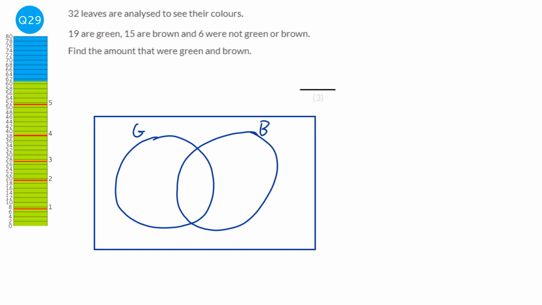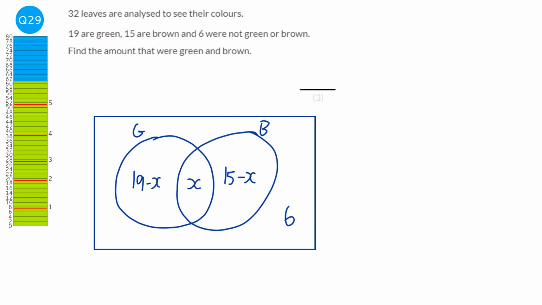And we're told that there are 19 green and 15 brown and 6 that were not green or brown. So the only number we can put in is the 6 on the outside of the Venn diagram. We're told that 19 are green, but we don't know whether they're in here or a bit of both. So we can label the center x, and we can say that there are 19 take away x just green, because they could have been both green and brown. And for the brown we can do the same, so it'd be 15 minus x.